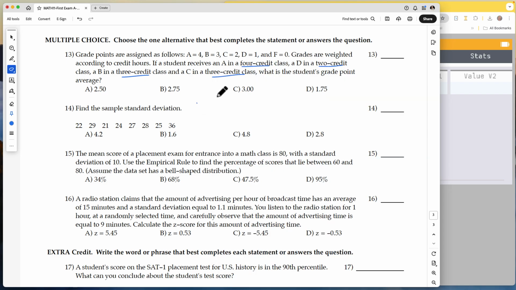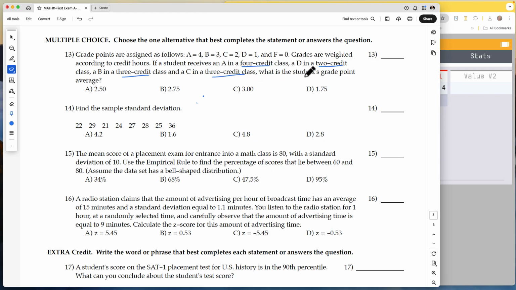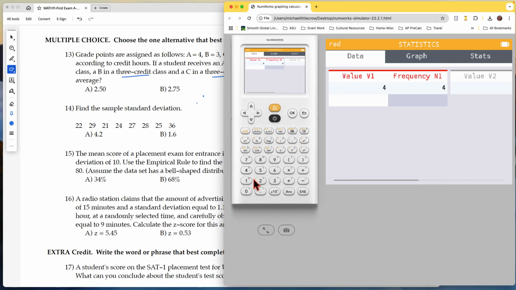So a student receives an A in a 4 credit class. So what that is, they will get 4 points in a class that is weighted at 4 credits, right? A D in a 2 credit class. A D is only worth 1, so they're getting 1 point, but it has 2 credits attached to it. So the frequency is going to be the credits.